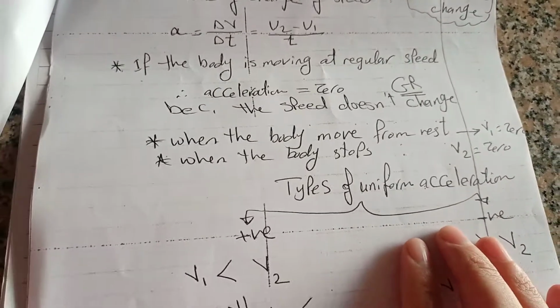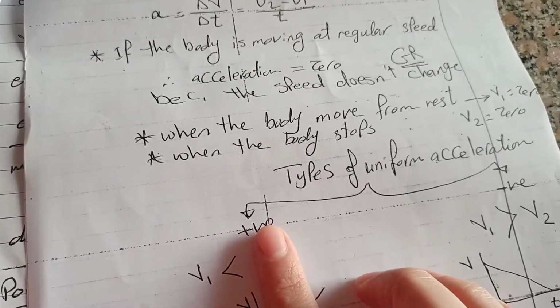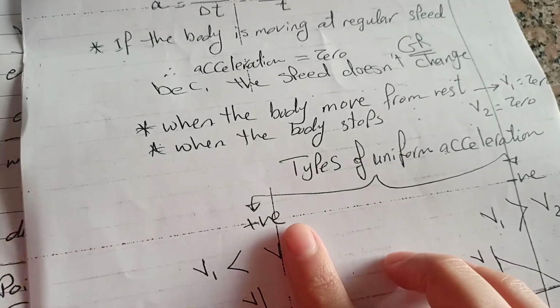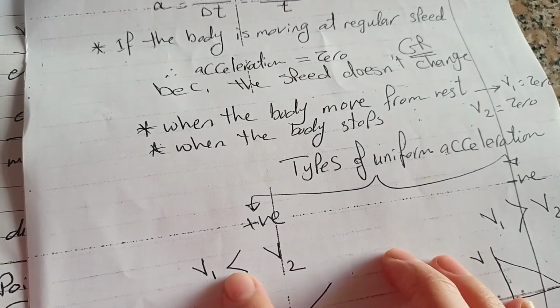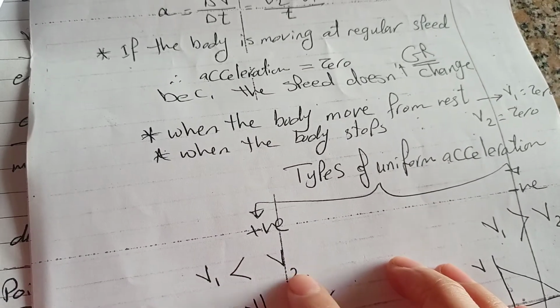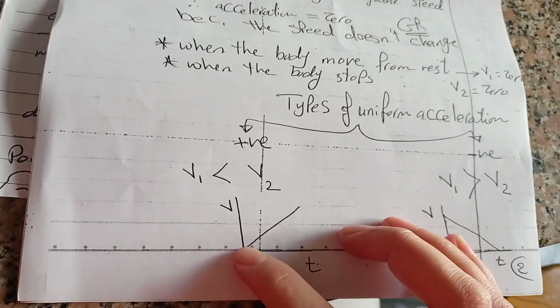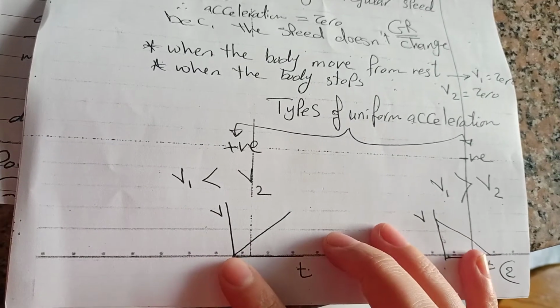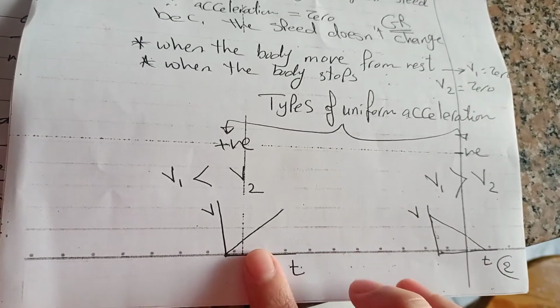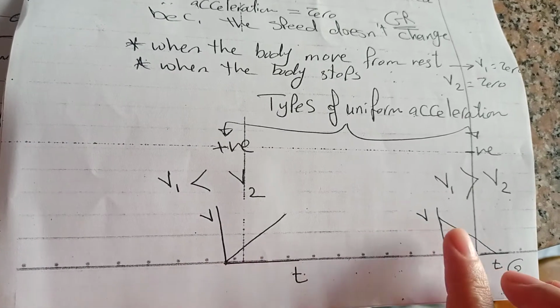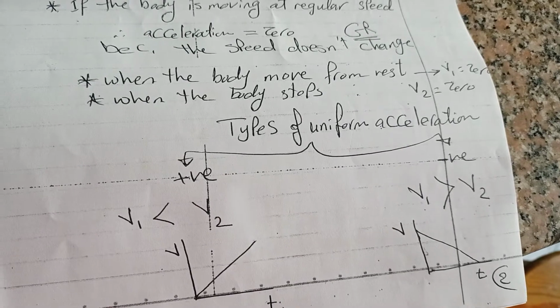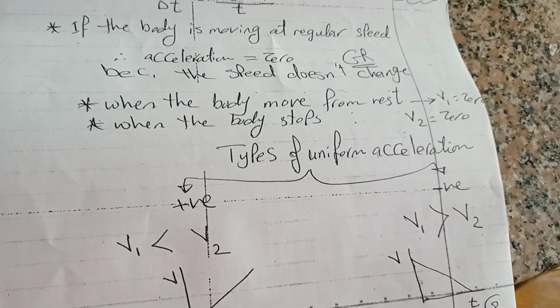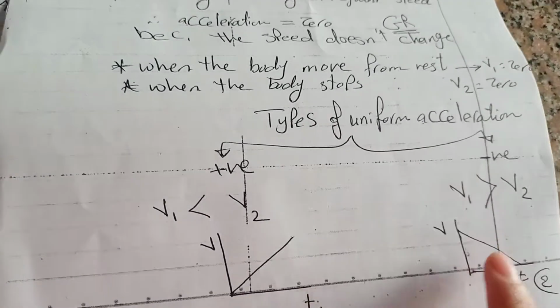Types of uniform acceleration. We have two types of acceleration: positive acceleration and negative acceleration. Positive acceleration means the speed of the object increases, so v1 is smaller than v2, and it is represented as a straight line passing through the origin point. The opposite of this relation is negative acceleration. Negative acceleration means v2 decreases, so v1 is larger than v2, and it is also represented as a straight line.